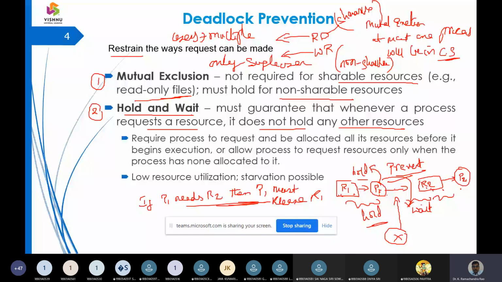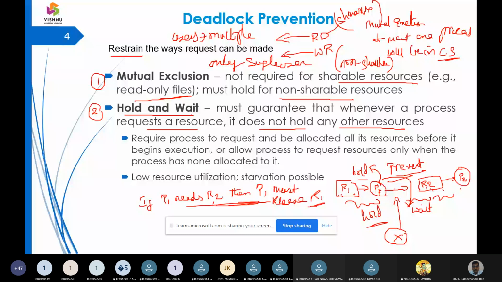Break the chain. How to break the chain? If process P1 needs R2, then it must release R1. So if process P1 is waiting for R2, definitely it should release R1. In that case, the hold and wait chain is going to be broken.